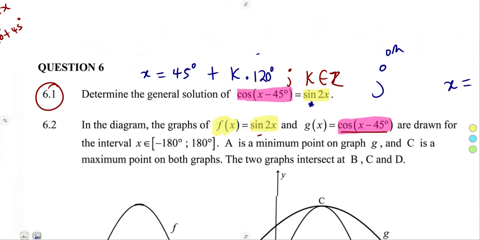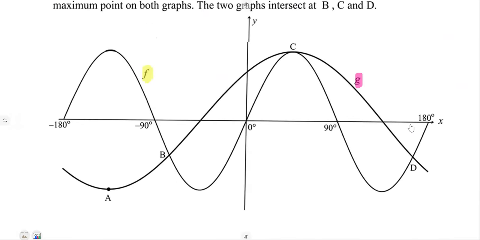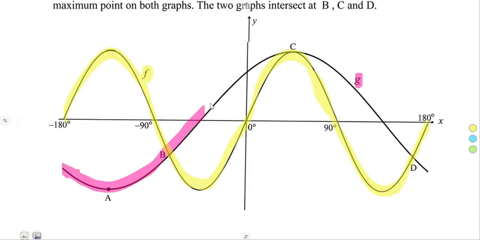That's our f, and the graph of what? Of gx. So our gx and our f here, it is given from minus 180 to 180, all right? So that is the graph of f, like this. This is our f, and the remaining one is the graph of g. So this is our g, all right. No problem. So that is what we're given.